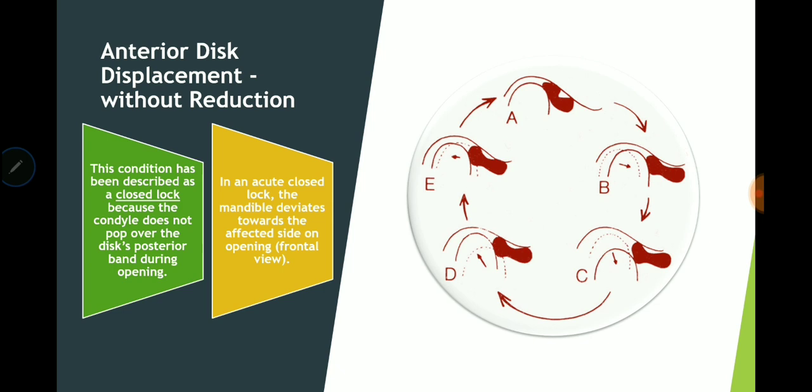closed lock, meaning it's closed and it's locked, because the condyle does not pop over the posterior band of the disc during opening. So in an acute closed lock of the TMJ, the mandible deviates towards the affected side on opening. So you keep that in mind.